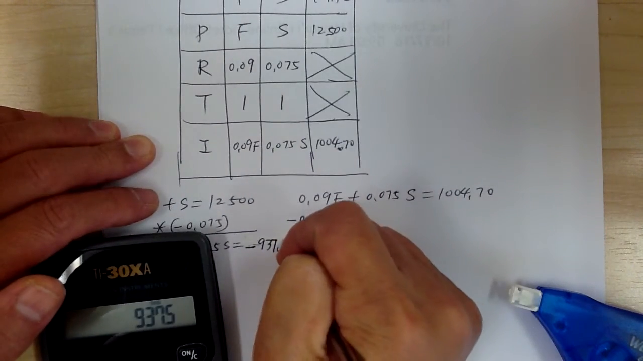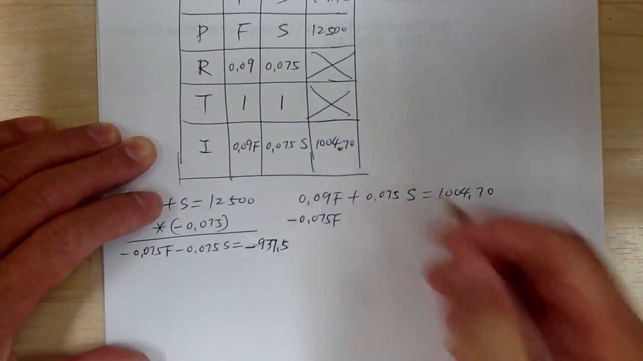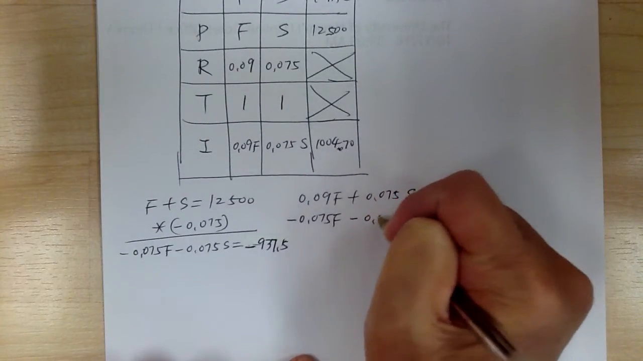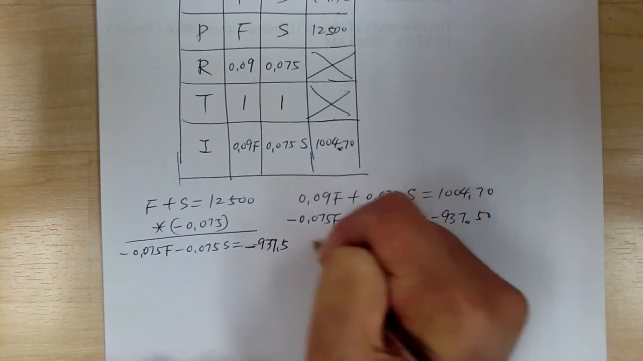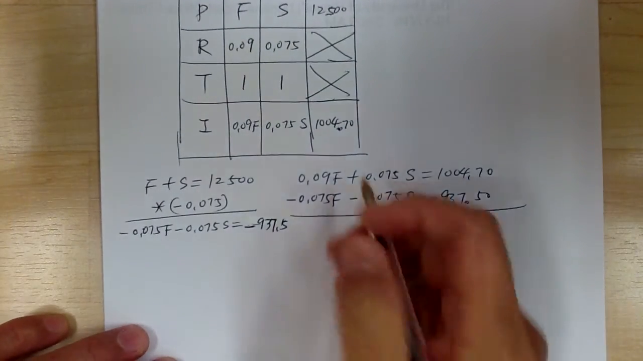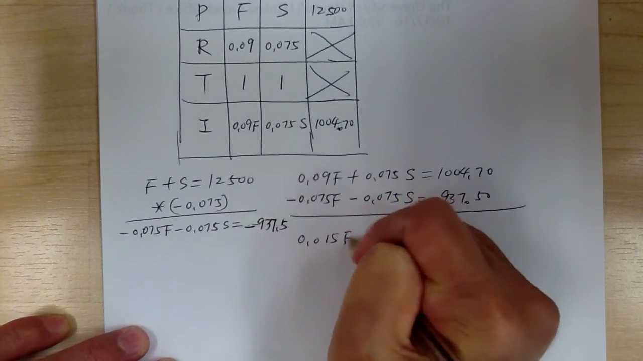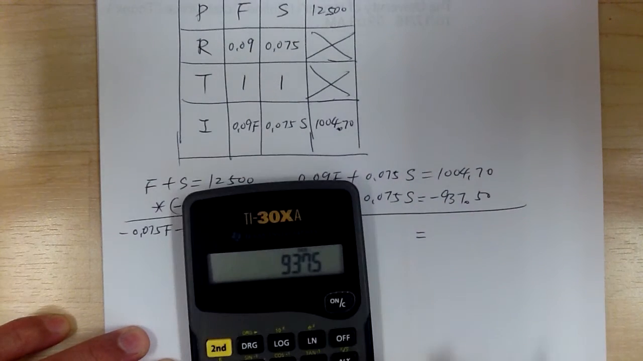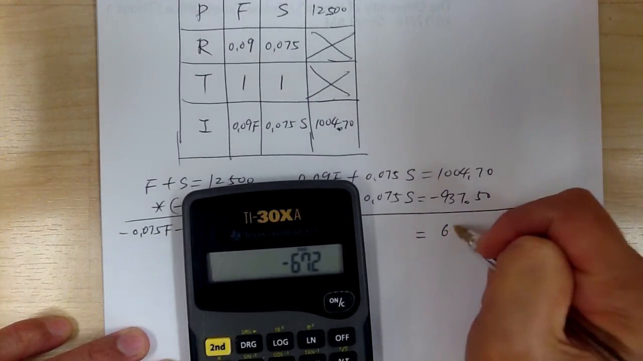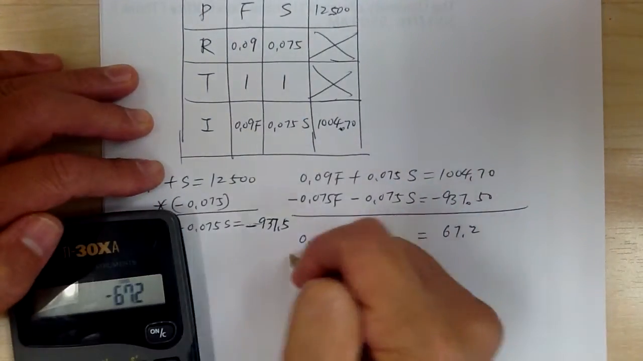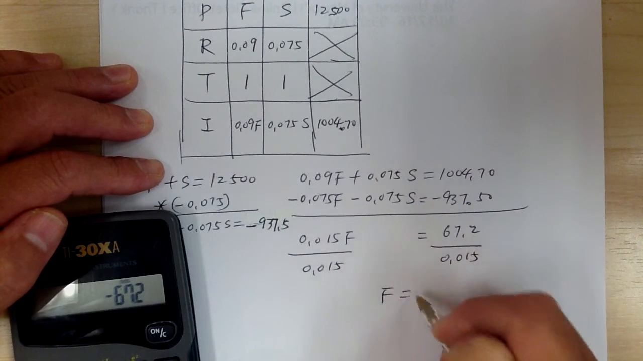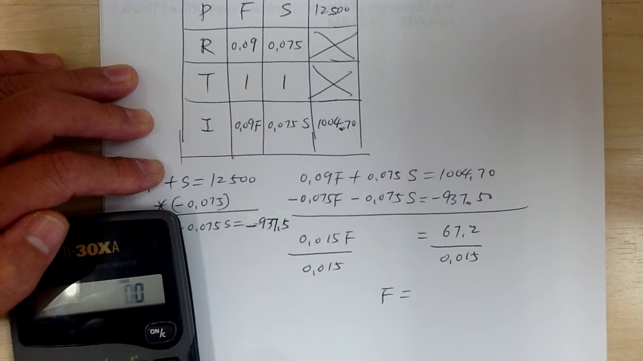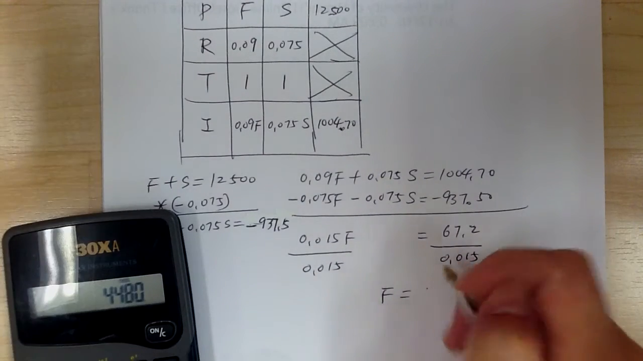Okay, so put this under here, minus 0.075s equal to negative 937.50. So when you subtract, okay, you're going to get 0.015f equal to 67.2. And then divide by 0.015. Divide by 0.015. So f equal to 4480.